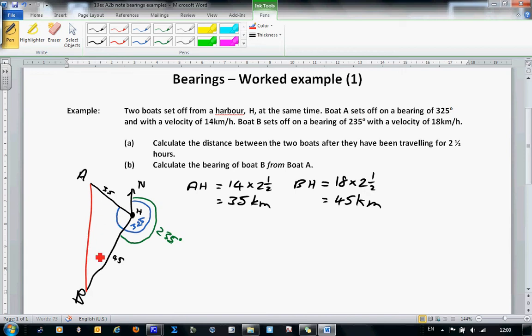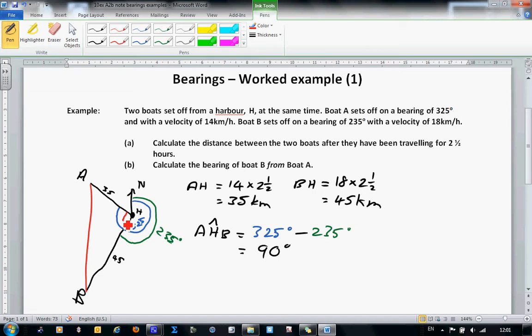we know the angle AHB. So the angle AHB is going to be 325 minus 235. And that is 90 degrees, which makes it easier to work out because we've now got Pythagoras and SOHCAHTOA. Let's add that in because it's a result. So I think we're ready to go. We've got everything that we need, everything that we can find so far. Let's go with the distance AB.